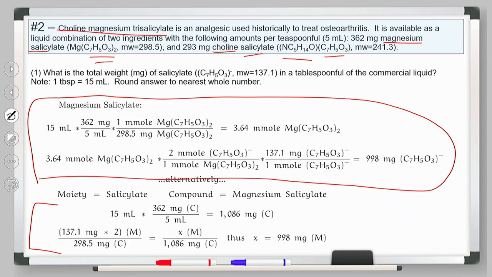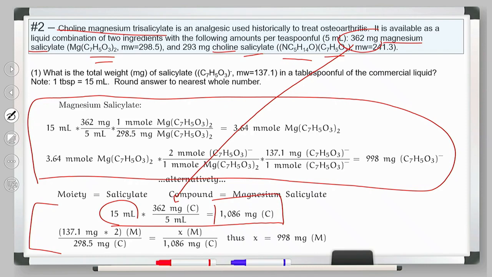So let me just explain moiety over compound. Would you agree, our moiety is salicylate, our compound is magnesium salicylate, all right? So the first thing you still have to do in both methods is figure out how much compound, how much magnesium salicylate, is in a tablespoonful if it has this concentration. So I just use the concentration times 15 mL, and for every tablespoonful, that's the amount of magnesium salicylate I will have in it.